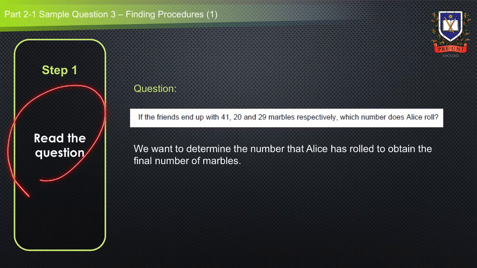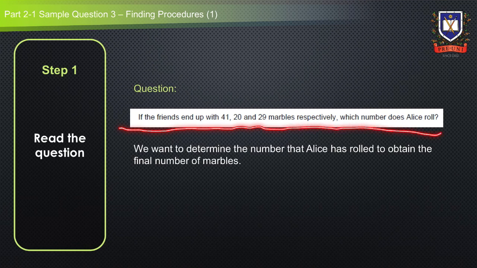The first step is to read the question and determine what it is asking. Since it is asking us if the friends end up with 41, 20, and 29 marbles respectively, which number does Alice roll? We want to determine the number that Alice has rolled to obtain the final number of marbles by using a certain method.